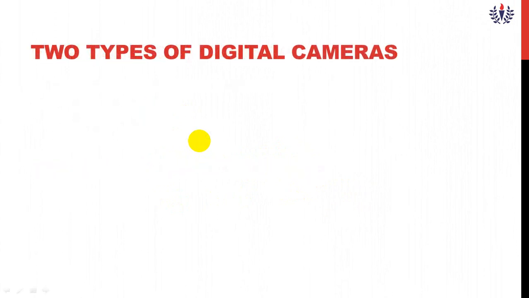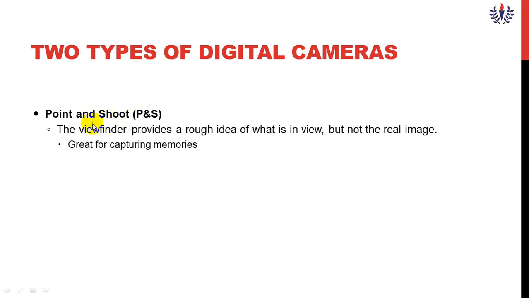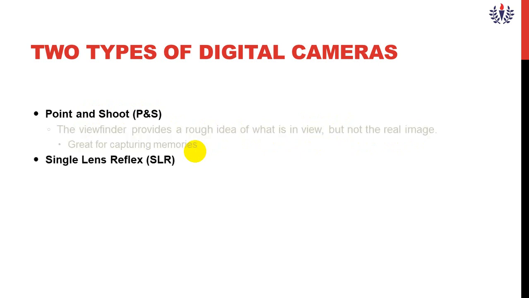Now there are two types of digital cameras available. One is P and S. P and S stands for point and shoot. What is it? Here the viewfinder provides a rough idea of the view, but not the real image. It is great for capturing your memories.